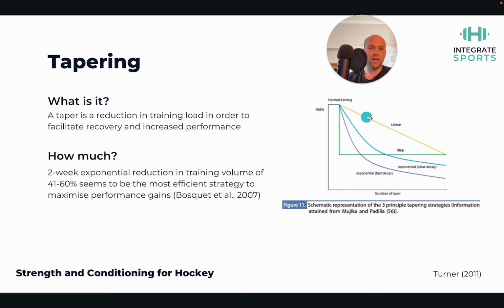A typical linear approach would be day after day, we just reduce it step by step. Whereas with an exponential decrease, we reduce the most significantly early on, and then it eases off slightly as we go towards the competition at the end of the 2 weeks. So typically, as a rule of thumb, 40 to 60% across a 2-week period going into a key period of time is the most effective tapering strategy to achieve that kind of recovery.